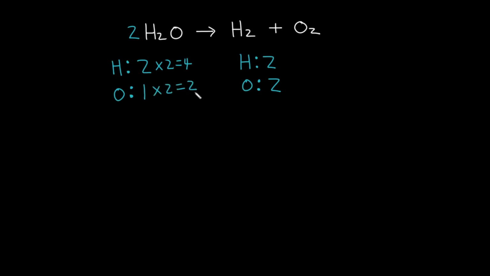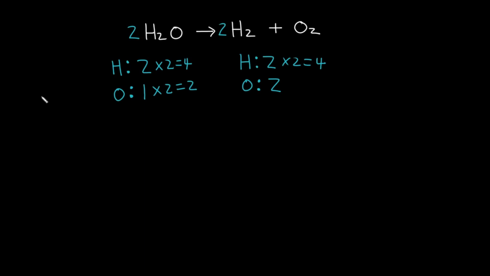So now the oxygens will be balanced, 2 oxygens on the reactant and 2 oxygens on the product, but the hydrogens aren't balanced. So we have to multiply the hydrogens on the product side by a factor of 2. So we put a 2 here to multiply and give us 4 hydrogen atoms. So now this chemical equation is balanced.